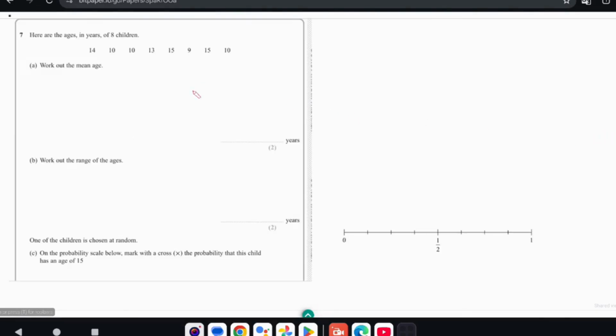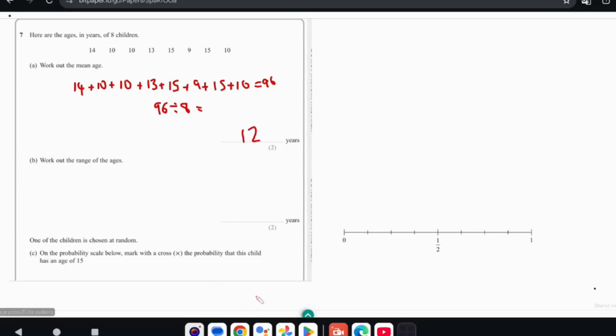Question 7. Here are the ages in years of 8 children. Work out the mean age. To find the mean, we need to add up all the numbers and divide by the amount. We can use a calculator for this. So 96. 96 divided by 8. 12.